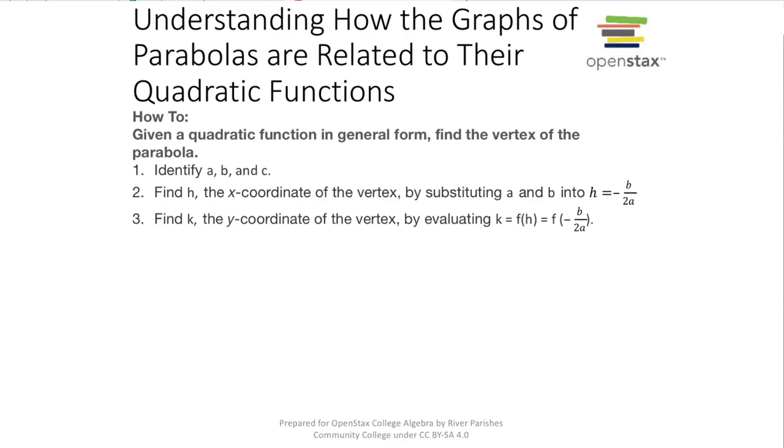Now we're going to talk about how, when we're given a quadratic function in general form, to find the vertex of the parabola. The first thing we're going to do is identify A, B, and C. Then we're going to substitute B and A into this equation for finding H. And once we find H, we're going to substitute that back into the function to find k.